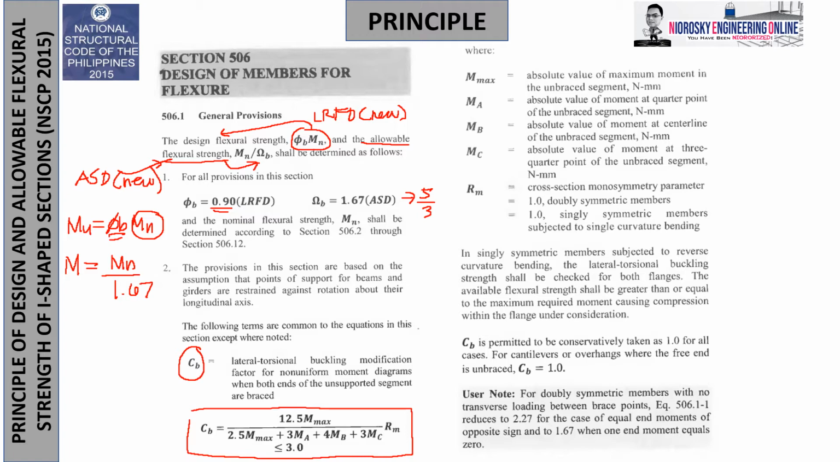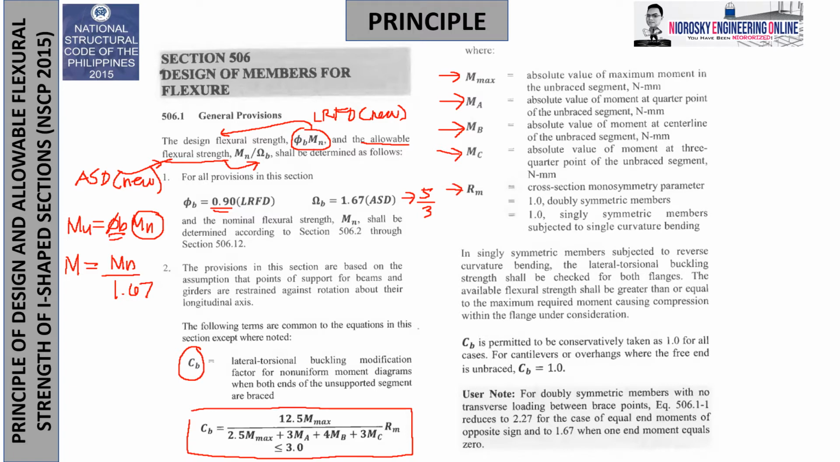Pero ano ba yung mga nomenclature na yan? Ang Mmax represents absolute maximum moment. Ma is the first quarter absolute moment. Mb is the center line or the half of the unbraced segment. Mc is the third quarter of the unbraced segment. And R sub m is what you call the cross-sectional monosymmetry parameter.